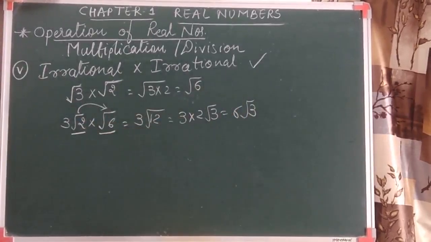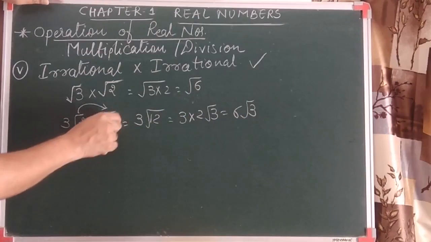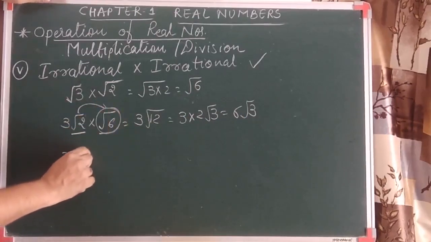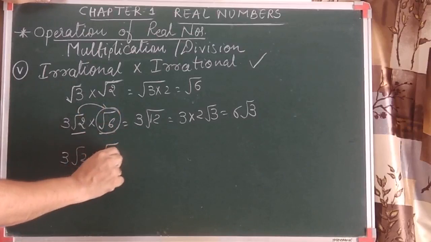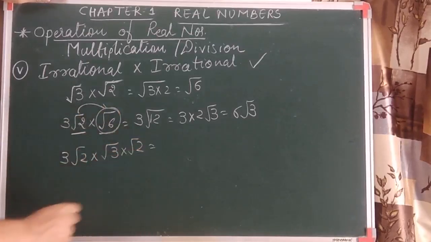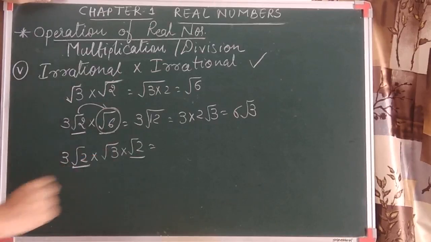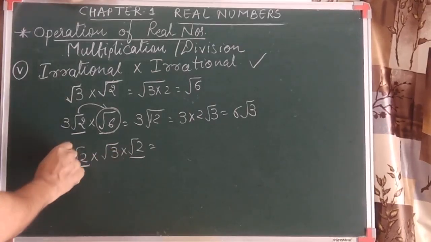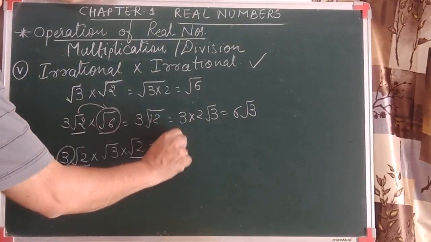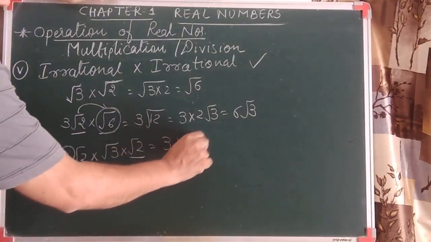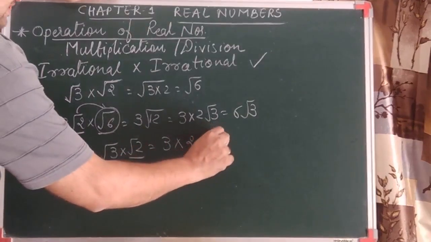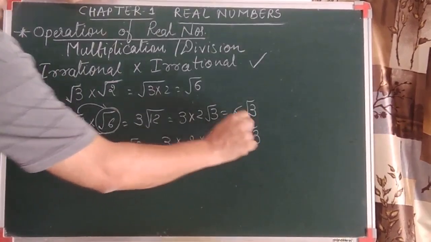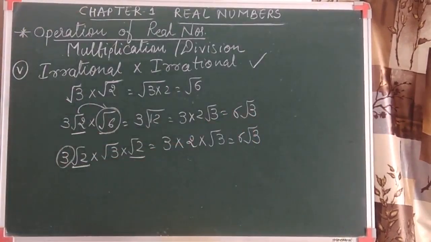Are you getting this? See, this could be done in a different way also. 3 root 2. So root 6 can be written as root 3 into root 2. Now you can see this root 2 into root 2. As we discussed earlier also, the square of any square root number is the number itself. So 3 remains as it is. Root 2 into root 2 becomes 2. And this root 3 remains as it is. So again we obtain the same answer. Thus the product between any two irrational numbers is always possible.